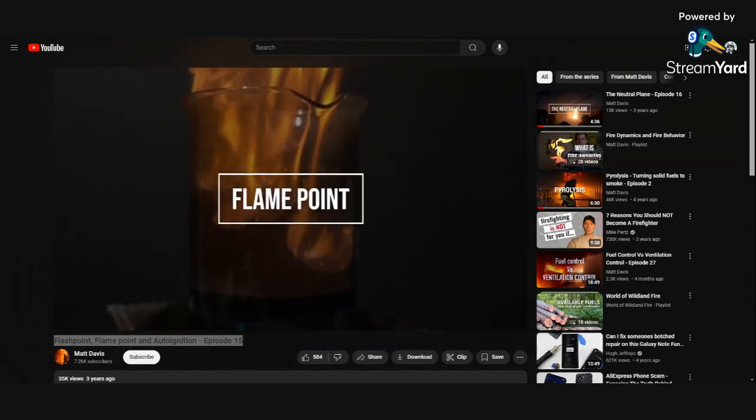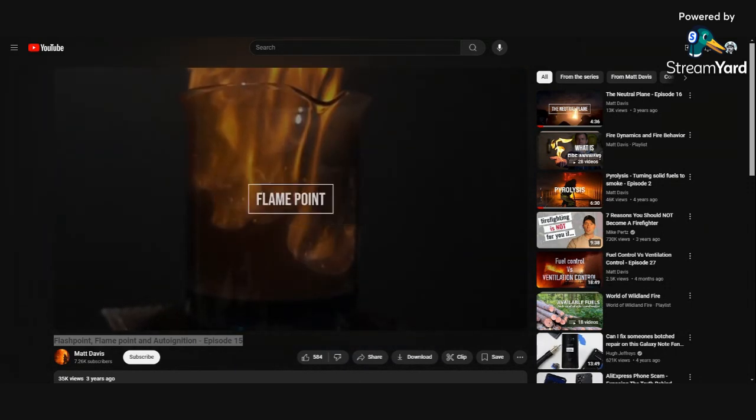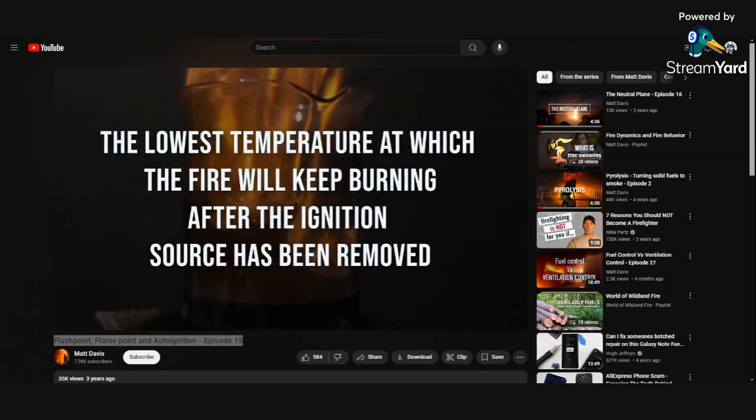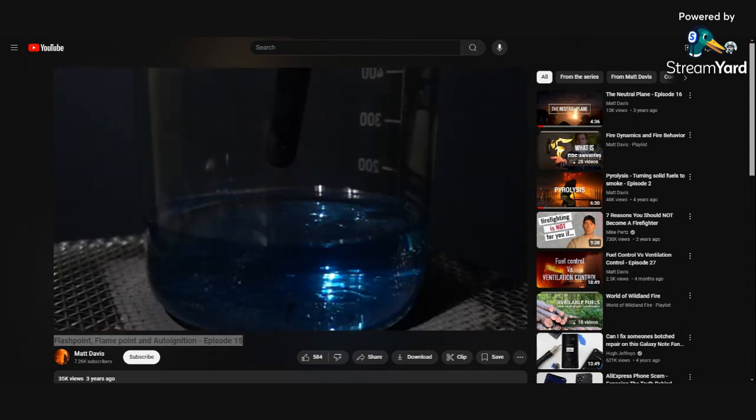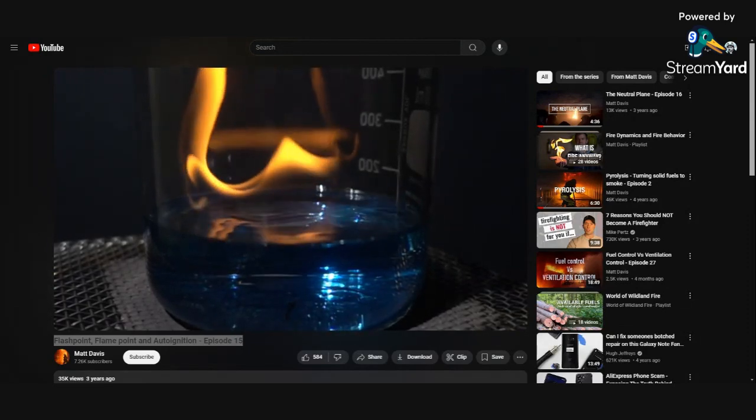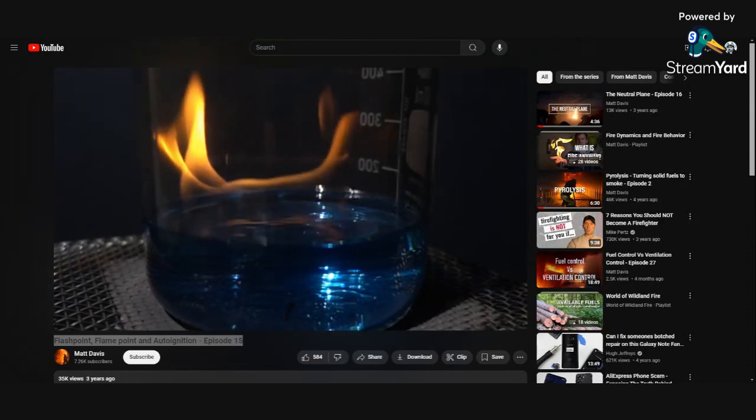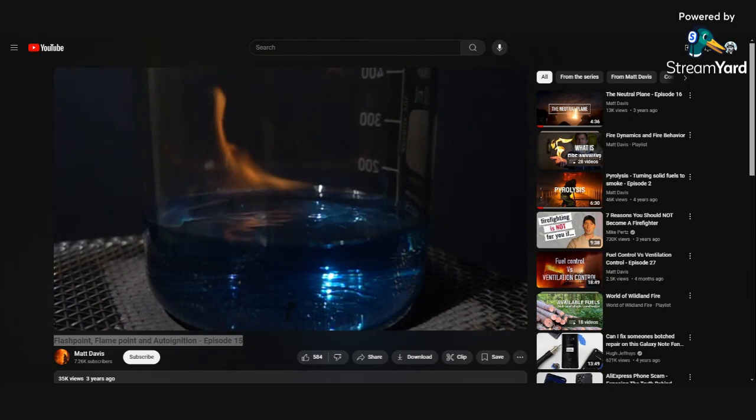This is different to flame point, which can be defined as the lowest temperature at which a fire will keep burning after the ignition source has been removed. So this means that the kerosene has actually reached a temperature in which it's actually emitting enough flammable vapor so that the fire can then sustain itself and continue to burn after the ignition source has been pulled away. And interestingly, in the case of kerosene, this is only a few degrees above where the flash point is.